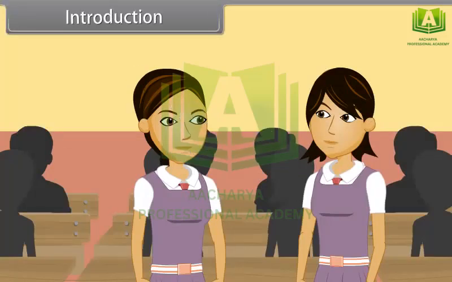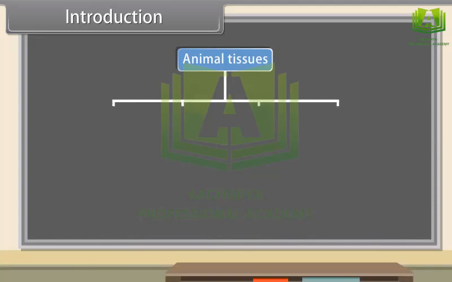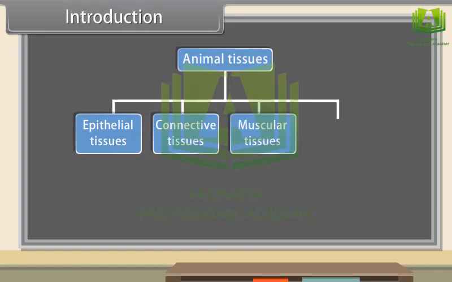Introduction. Ankita, as we have already discussed earlier, animals are heterotrophic organisms. They cannot synthesize their own food, so they have to move in search of it. They also have to move in search of meat, shelter, and other vital activities of life. For the accurate performance of vital activities, there are various tissues for every activity. On the basis of their functions, animal tissues are of 4 types: epithelial, connective, muscular, and nervous.